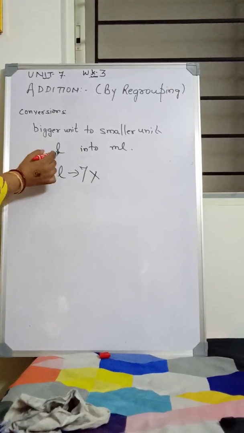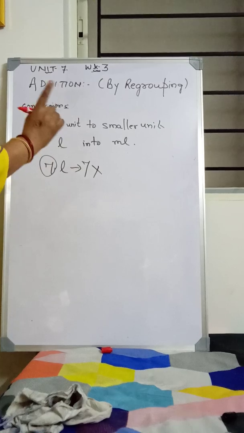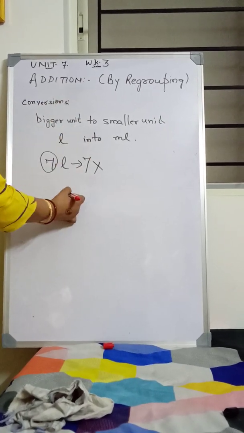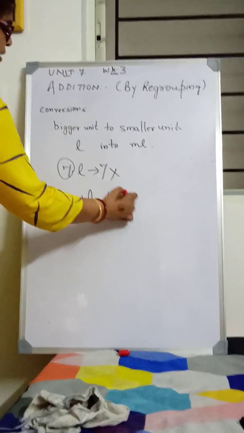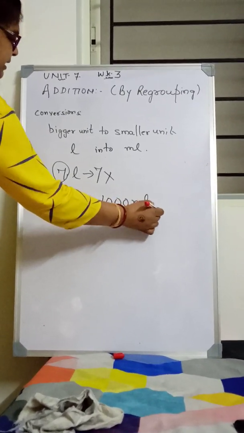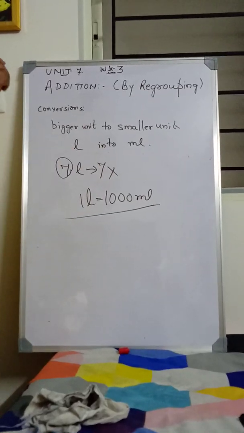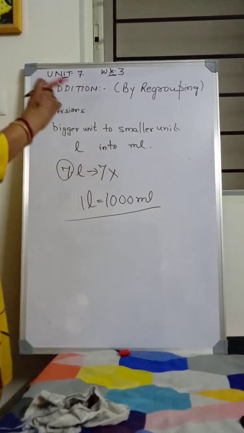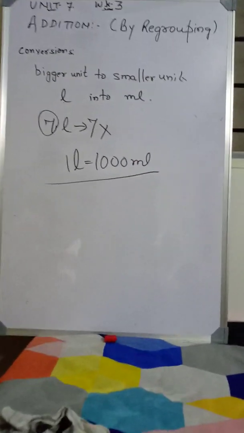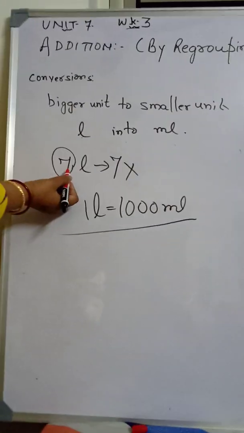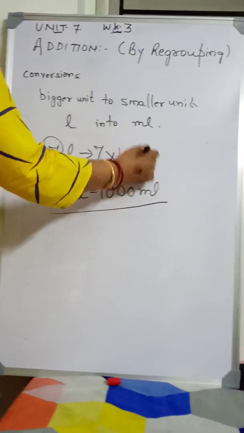We have to convert liter and milliliter. So what is the relationship between liter and milliliter? So all of you see, 1 liter equals 1000 milliliter. Remember the relationship, children. So this relationship we will apply during solving all the problems related to this unit number 7, capacity. So here the number of liter we will multiply by 1000.